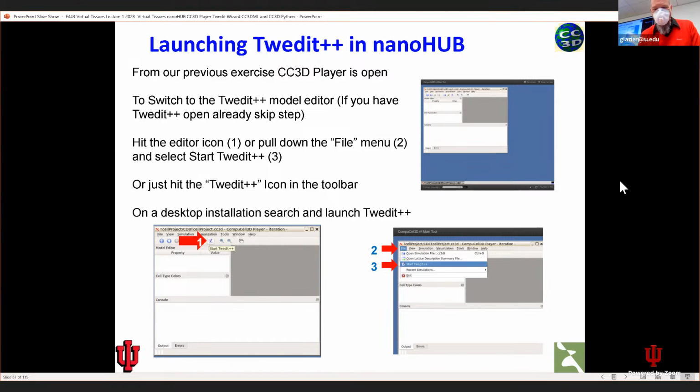Does anybody need help who's online? I've lost our chat window, so I was trying to find that. Anybody online having problems? Let's see. Was somebody logged into the Zoom? Did I lose the Zoom?